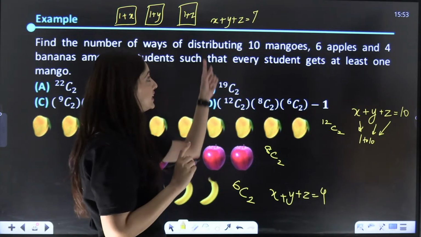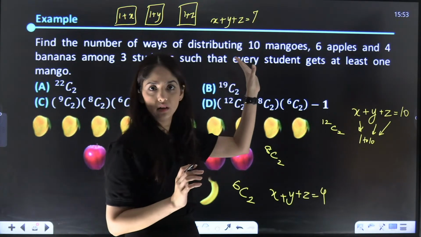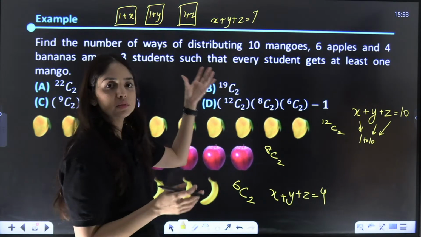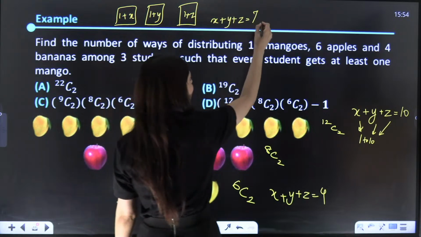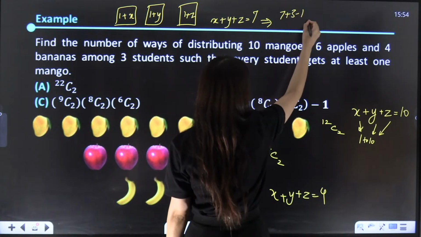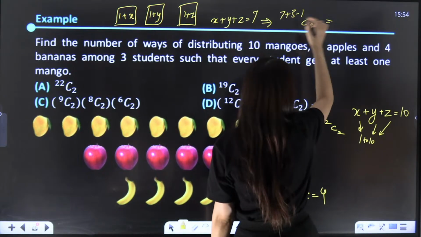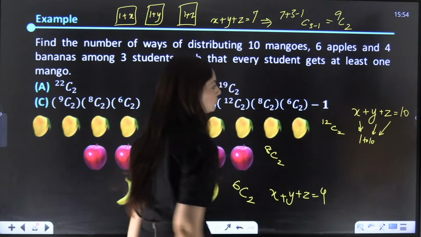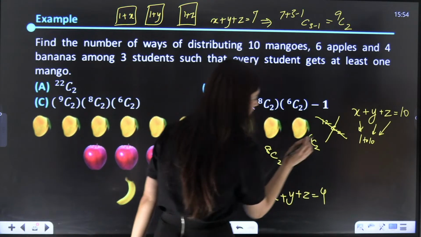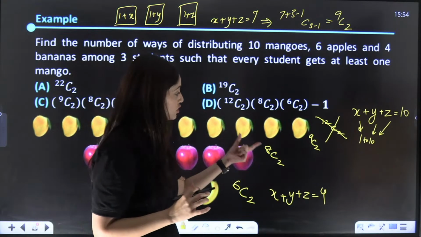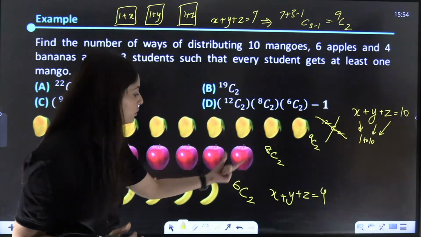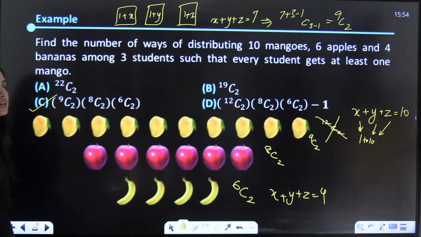Now x, y, z can be 0 as well, because we have made sure that they all get at least 1. So now x, y, z can go from 0 to 7. So that means this will be 7 plus 3 minus 1, C3 minus 1, which is 9C2. So instead of 12C2, we get 9C2. And because they are independent and we have to distribute mangoes, and we have to distribute apples, and we have to distribute bananas, we will just multiply the 3 numbers.